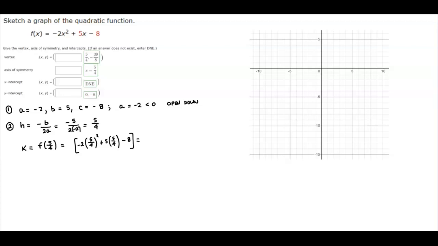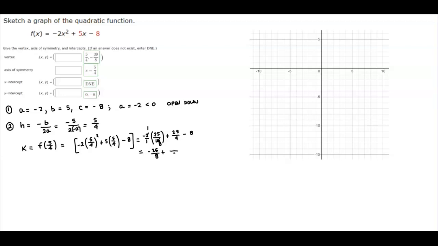Okay, so what we end up getting is negative 2 over 1 times 25 over 16 plus 25 over 4 minus 8. So what we want to do is we're going to go ahead and maybe simplify, so we know that 2 goes into 16 8 times. So we have negative 25 over 8.